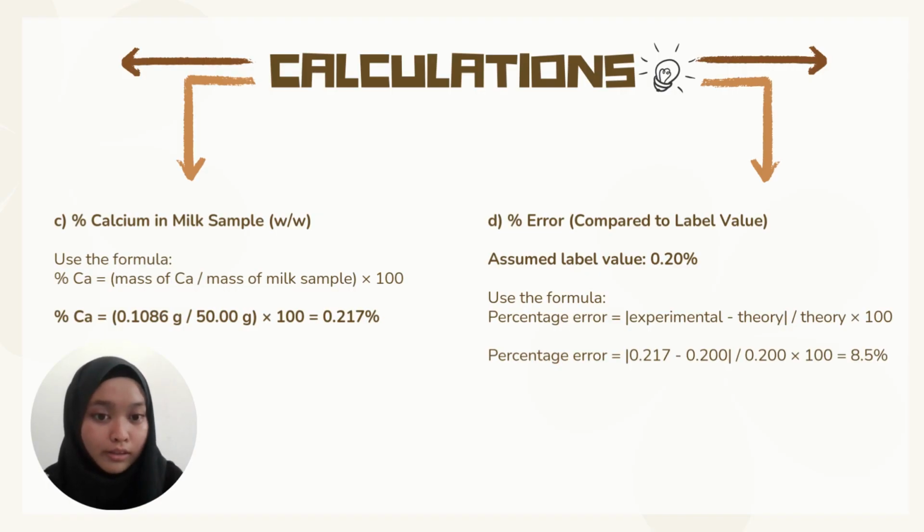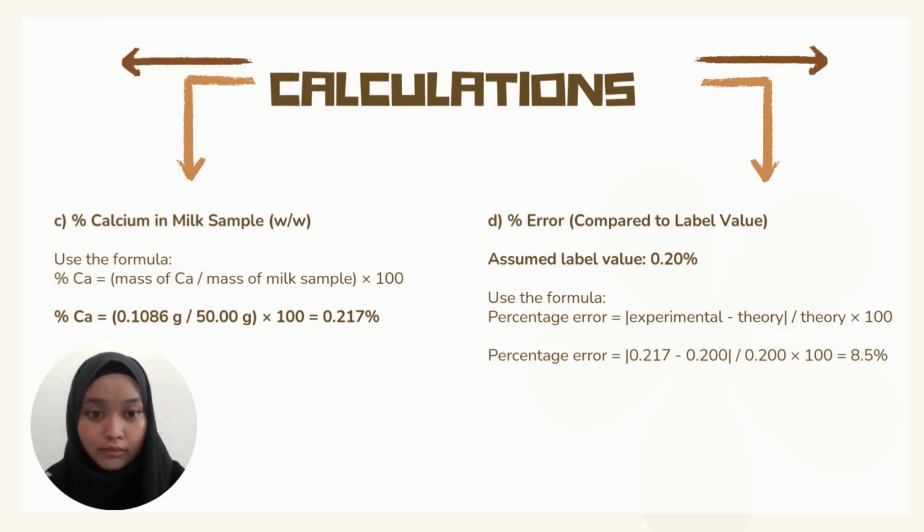Lastly, we are going to calculate the percentage error. If the label on the milk says it contains 0.2% of calcium, we can check how accurate our result is by calculating the percentage error. So we are going to substitute the value that we got, and then we will get 8.5% percentage error.